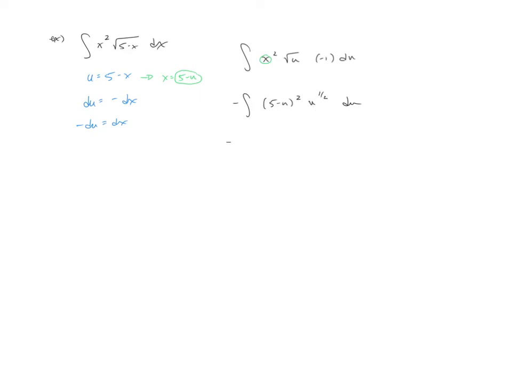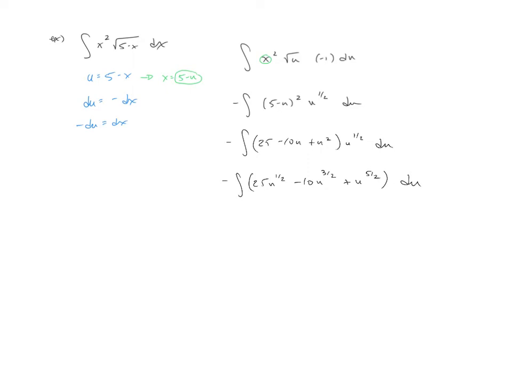So we get a negative, then I'm going to have a (25 minus 10u plus u squared), all times a u to the 1/2 du. And then distributing that u to the 1/2, I will get 25u to the 1/2 minus 10u to the 3/2 plus u to the 5/2 du. Make sure you have that du on every single step. All right, so I think we're ready.